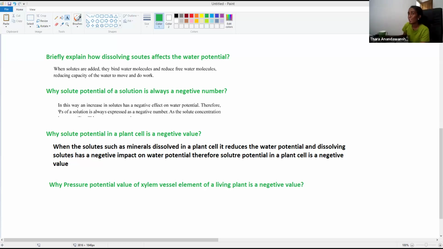Right, then I'm doing a few calculations regarding solutions, simple calculations. Then I will go to the water potential of a cell also.